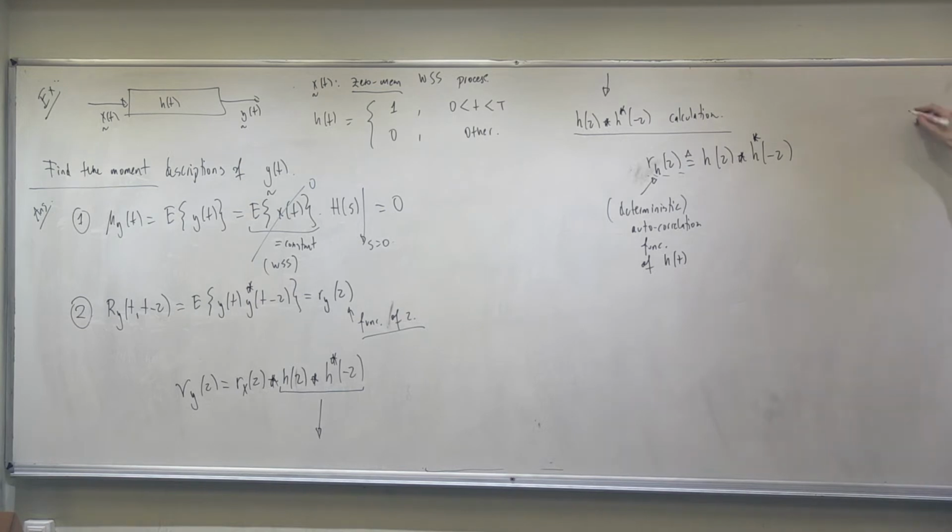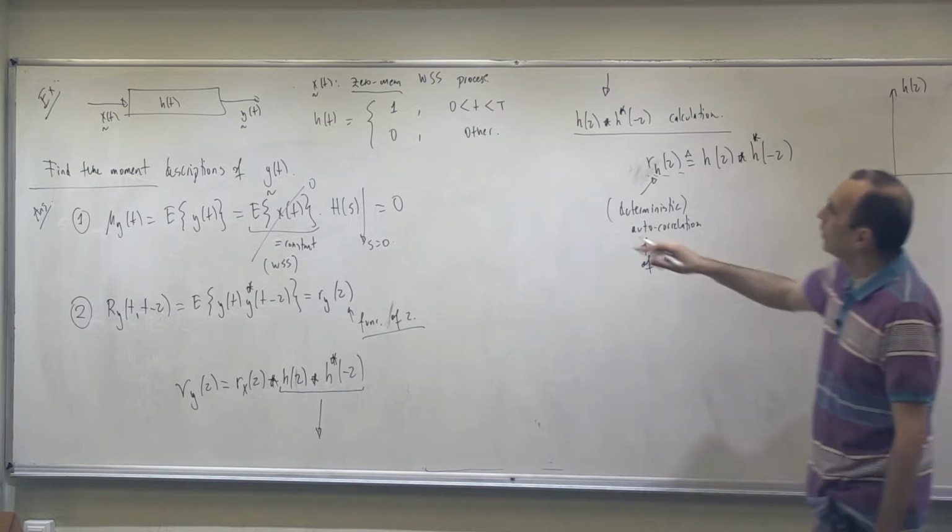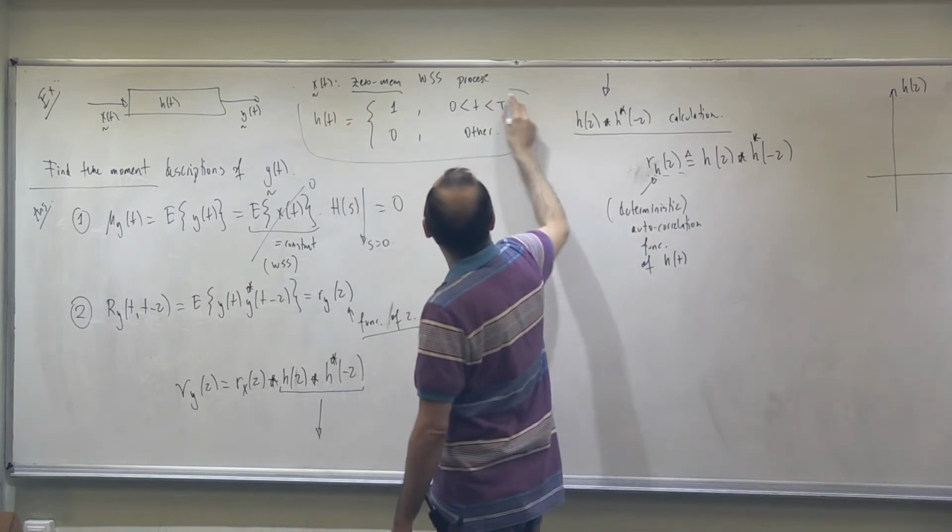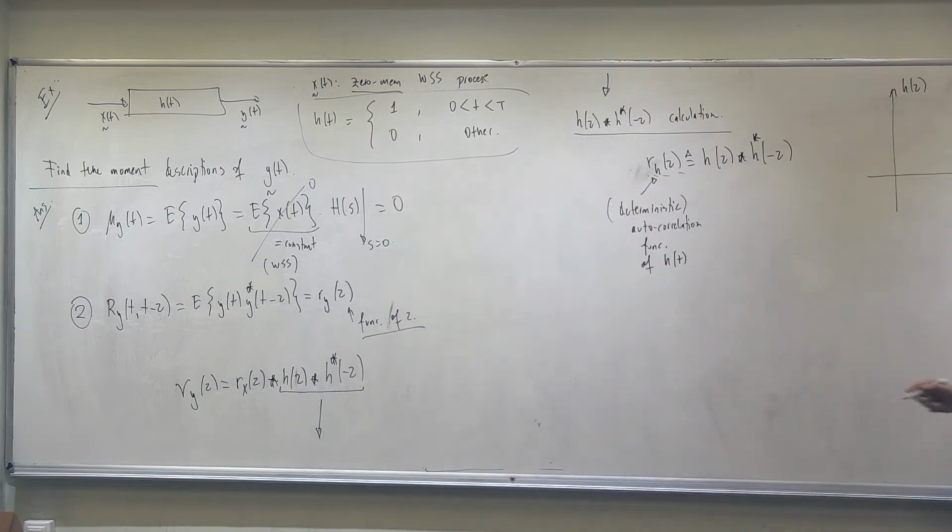So what's the meaning of this? Well, let me do a sketch. So h of tau. What is h of tau? H of tau is this function with the variable tau. In between 0 and t of the argument, it is equal to 1. And for the other values, these are all open, it's equal to 0.